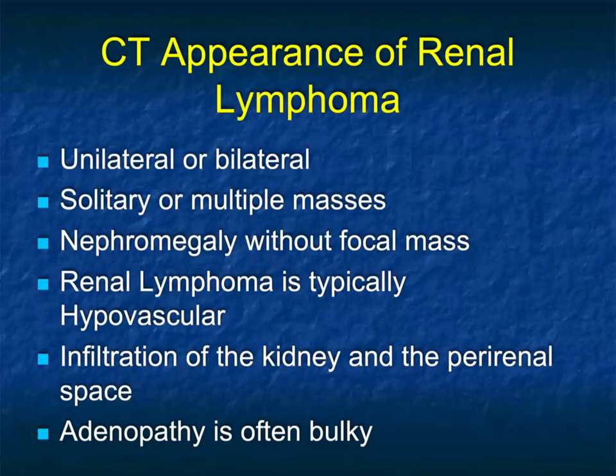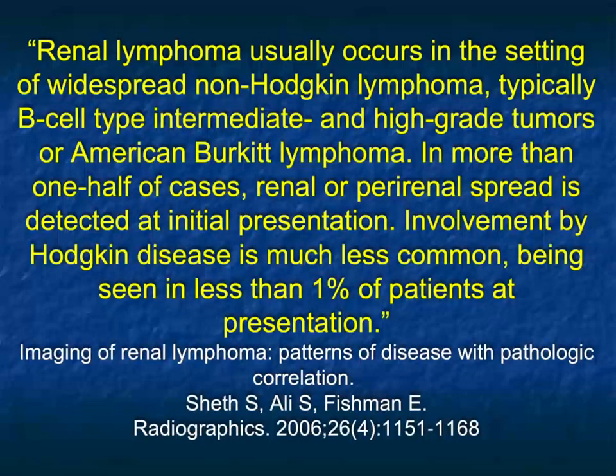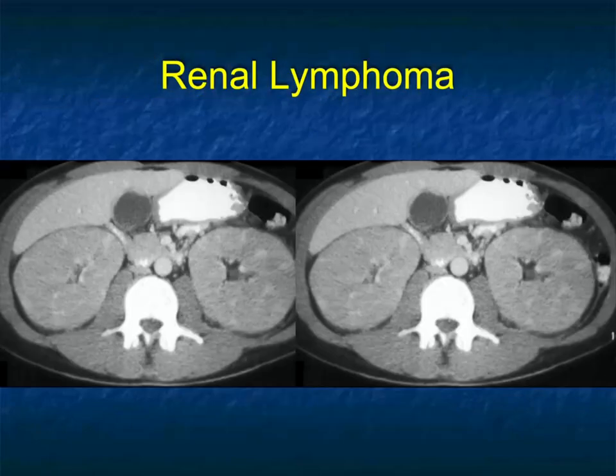There's a range of appearances for lymphoma, most commonly bilateral, but not always, solid masses or multiple masses, infiltration of peri or pararenal space, and bulky adenopathy are all common. It's not uncommon for us to see renal lymphoma involvement in a patient with no lymphoma, but it may be the initial presentation. It could be the only finding, but more typically, it's part of multi-organ involvement.